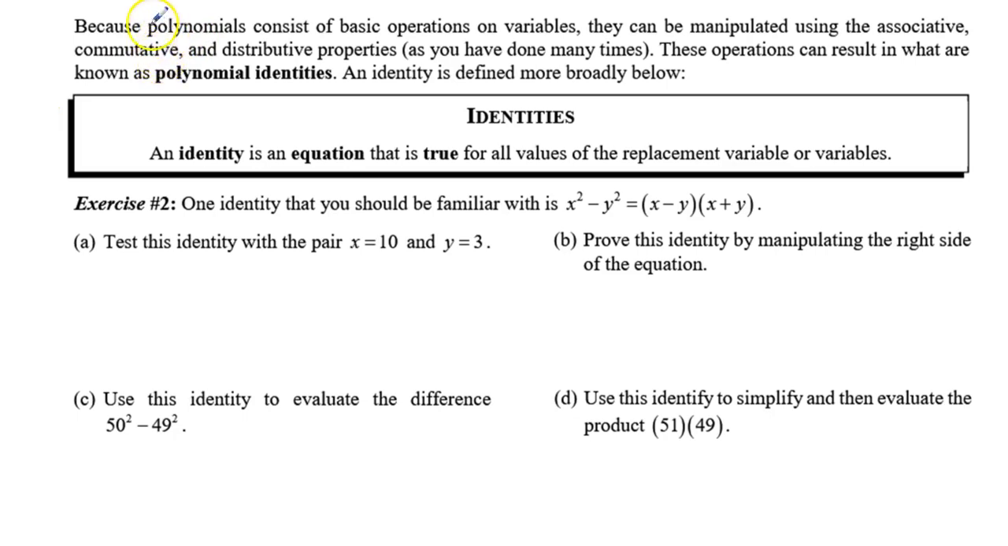So what are we going to do with this? Well, as it says here, polynomials consist of basic operations that can be manipulated using the associative law, where you can change the grouping of the terms, the commutative law, which means you can change the order of the terms when we add or multiply, and then the distributive property. Well, we're familiar with the distributive property, right? And so based on that, we can use those operations to create what's called identities. And identities are equations, as it says here, that are true for all values of the replacement variable or variables.